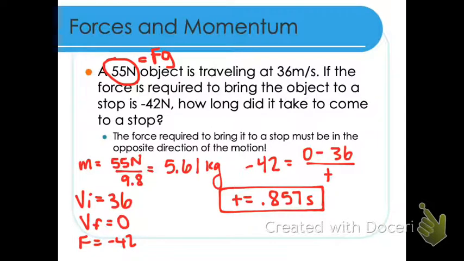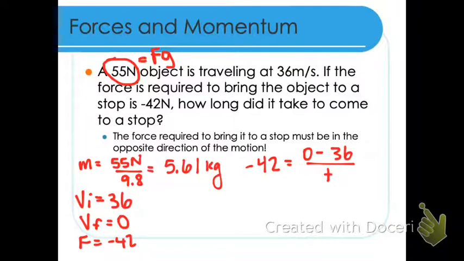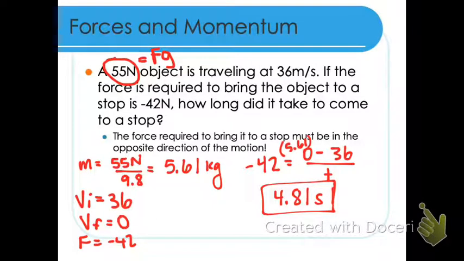Do you have to put mass in? Yes, you do. 5.61. Let's try it again. Is that what you had for mass? Did I do that part right? Okay, great. How about 4.8? There we go. Sorry about that. 4.8. 4.81.